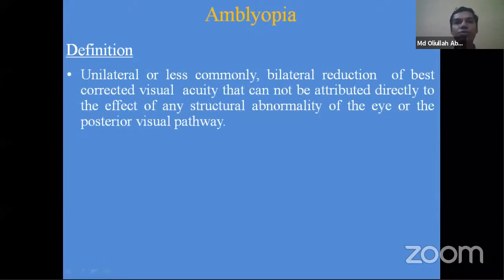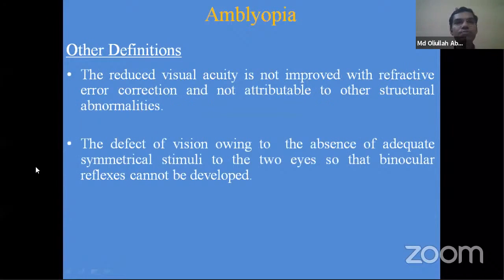So as all of us know, amblyopia is especially unilateral, or less commonly bilateral, reduction in best corrected visual acuity, where it is not contributing directly to any effect or structural abnormality of the eye or in the posterior visual pathway. So this is more functional in nature. Other definitions of amblyopia are reduced visual acuity which is not improved with refractive error correction or not attributed to any other structural abnormality.